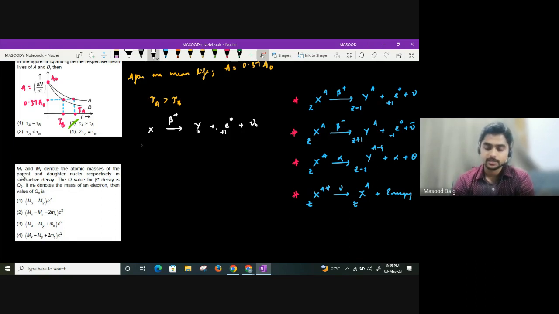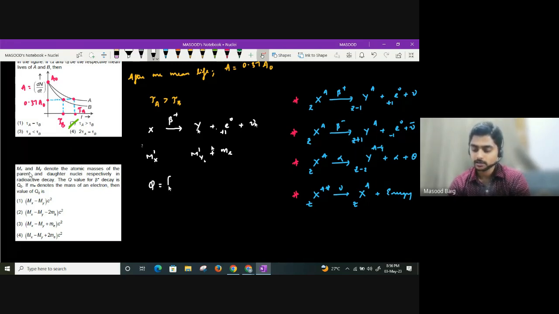Mx is given as the atomic mass. It is not nuclear mass. So let us say m dash x happens to be the nuclear mass. Here m dash y happens to be the nuclear mass of y, plus the positron will have the same mass as that of an electron but a positive charge. So this is the mass of the electron or not? Now, what is Q value? Q value happens to be energy of products minus energy of reactants.